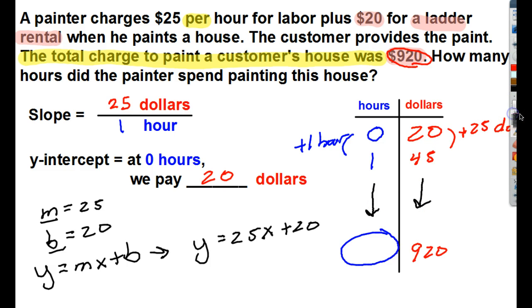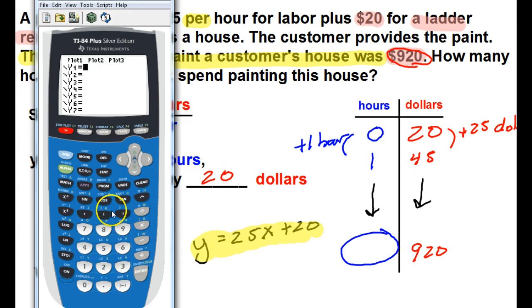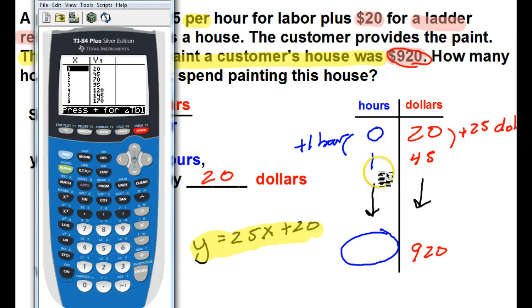So now, the last step is we're going to go ahead and put this in the calculator. Now that we understand the relationship and how everything works, we'll put this into y equals, we'll check our table of data, and we'll look for our output value of 920 to see what our input value is going to be. Okay, so in y equals, what you did, hopefully, was put this function in the calculator, 25x plus 20, and then you went to second graph, and you had to go all the way down, and notice that, yeah, 0 is 20, 1 is 45, which is what we expect.